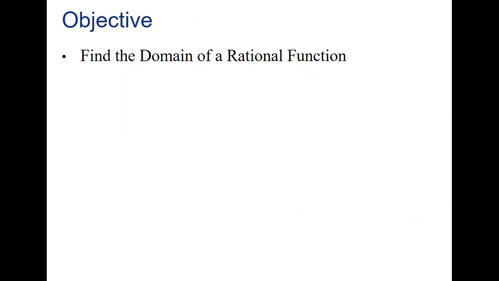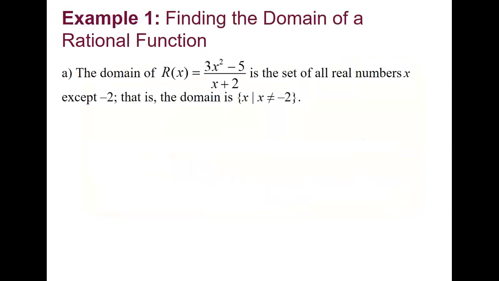All right, so we're going to find the domain. The domain of your rational function depends on your denominator. So when you look right here, if I take x plus 2 and say it cannot equal 0, what will make it equal to 0? So x cannot equal -2. And that's why your domain is x such that x cannot equal -2.